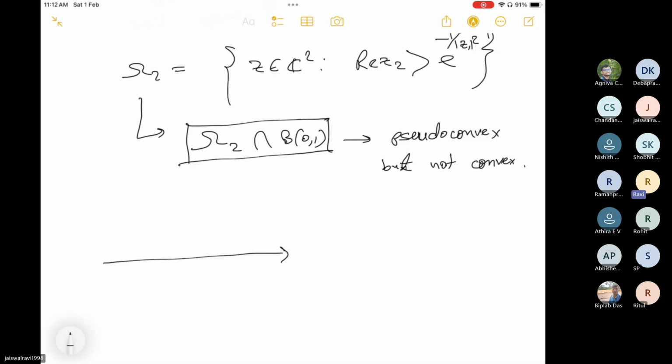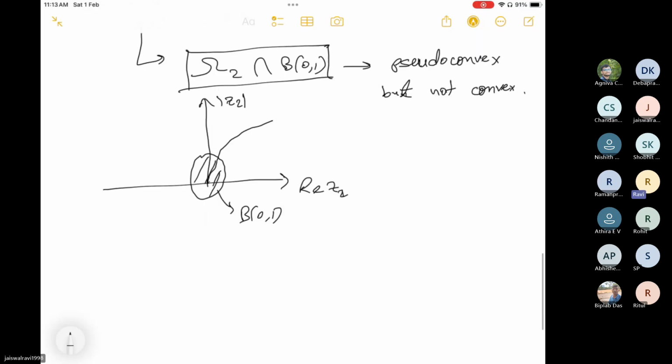So omega 3 will look like this. This is real part of z2 and this is mod z1. It looks something like this. If you look at some neighborhood V of 0, then here the convexity will break, but it will remain pseudoconvex on this domain.